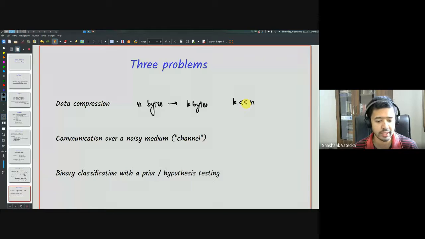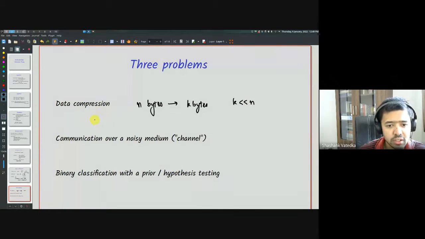Let's say I have a text file which is maybe a 1 GB text file. I want to compress it. Can I compress it down to 1 megabyte? Can I compress it down to 1 kilobyte? Or is there a limit as to how small I can make it? Right? So that is what we will explore in the problem of data compression.